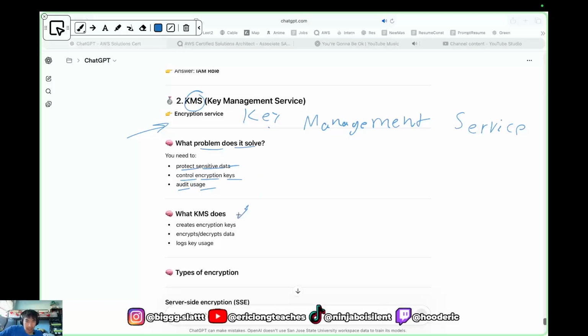It creates encryption keys so that, let's say if we send a message, something like hi, it'll be encrypted to, I guess, random letters and symbols. And then from there we could decrypt it back to hi. It encrypts and decrypts data, so it creates encryption keys. We'd need a key, and with that key we could encrypt, and another key to decrypt. It also logs key usage. Okay, cool. So that's Key Management Service.